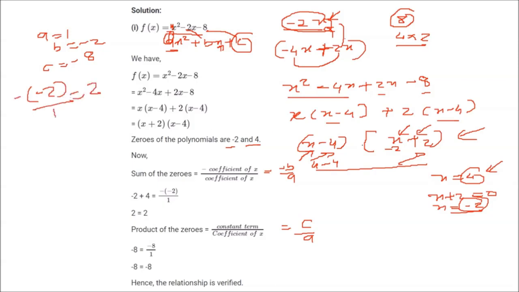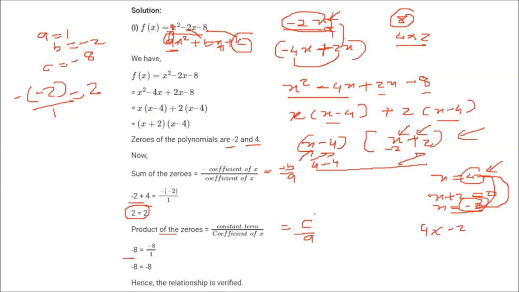When we add minus 2 and 4, this also gives you 2. So the sum is equal to minus 2 by 1 in the sense of minus b by a. So we are getting the same, which means this is verified. Now let us take the product of zeros. Just multiply 4 and minus 2, because these are the zeros. So 4 into minus 2 is minus 8. How about finding it from this side?